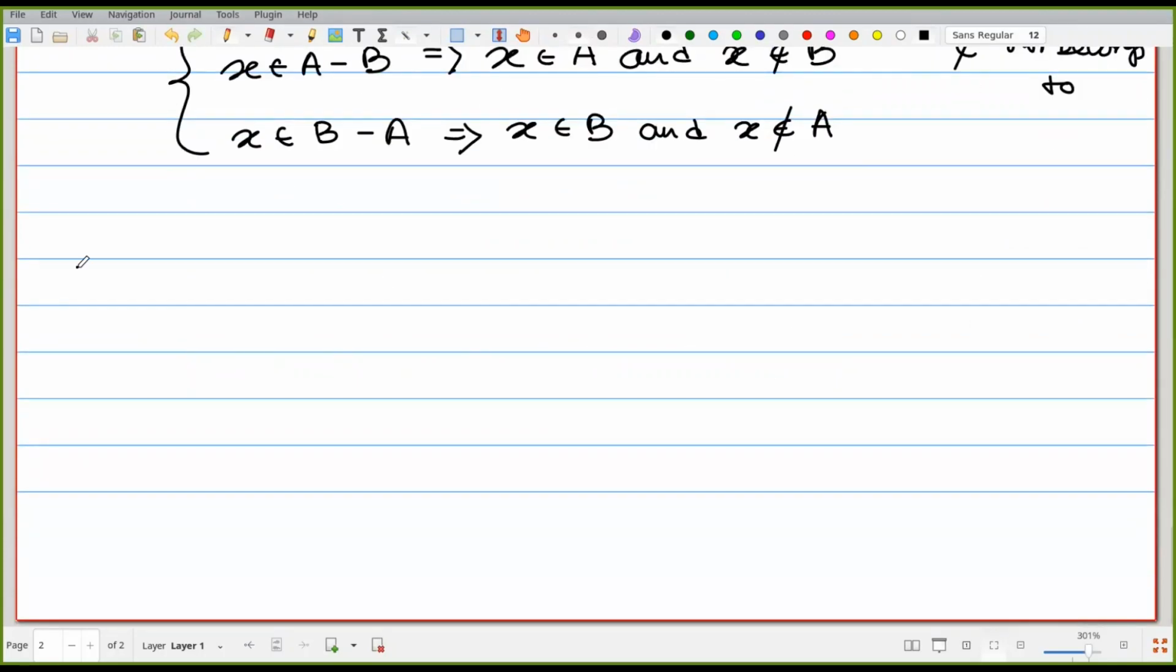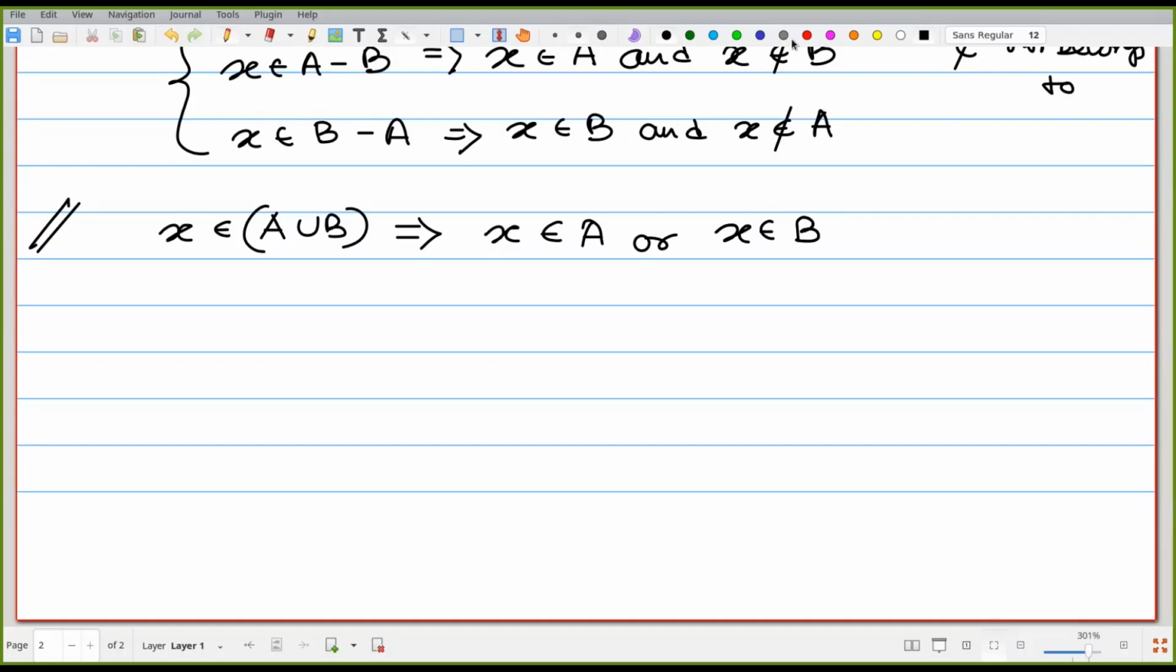Now the next important thing. Once again I am writing X belongs to A union B. So I am writing it as X belongs to A or X belongs to B. Look at the thing: when that is union, that is or, and when that is belonging to. Okay, now the next part is important.